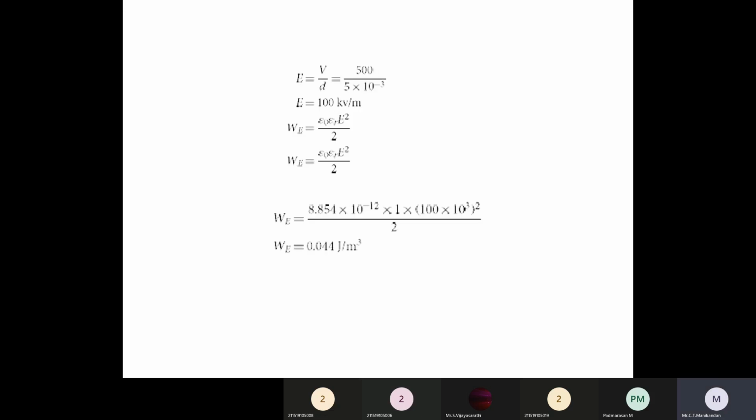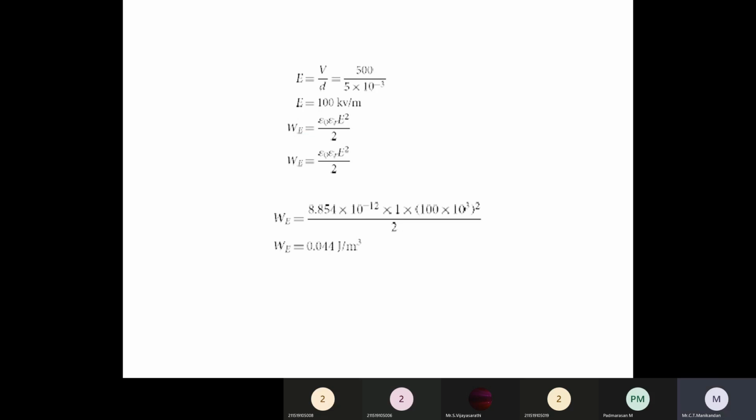So first we find the electric field E equal to V by D. So you know the E value. Now if you substitute that, you will get the WE value, epsilon naught epsilon R E square by 2. So if you substitute the E value, you can find out the energy density.